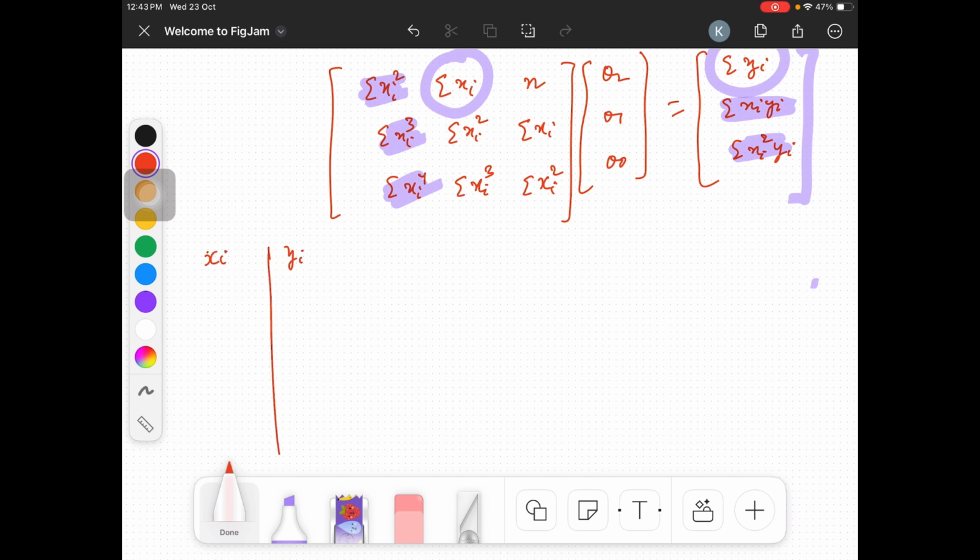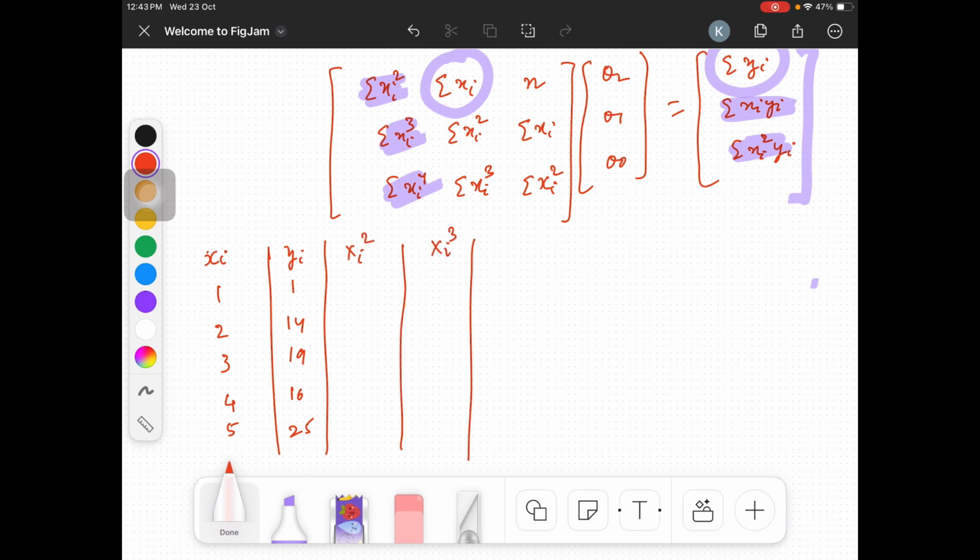So xi is 1, 2, 3, 4, 5. Then I have yi: 1, 14, 19, 16, and then 25. So I want to create xi square, xi cube, xi4, and then xi yi, and then xi square yi, right?